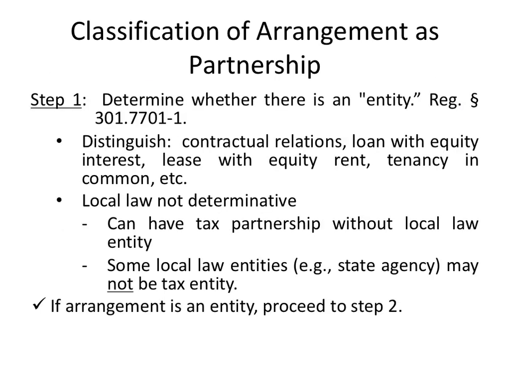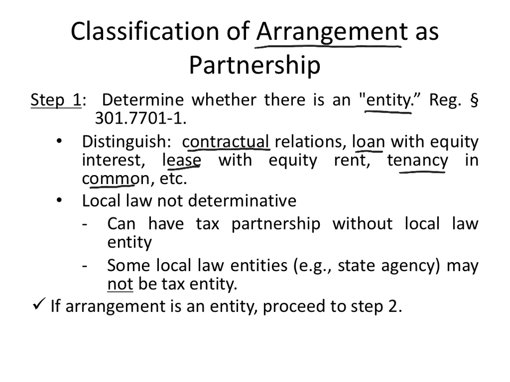So the next question you might have is, okay, if it's very broad, how do we know if something is going to be taxed as a partnership? We have a 4-step process. The first step, we determine if there's even an entity at all under the federal tax law. And notice that we're talking about classifying an arrangement. This is trying to distinguish certain contractual relationships, loans, leases, and tenancies in common.